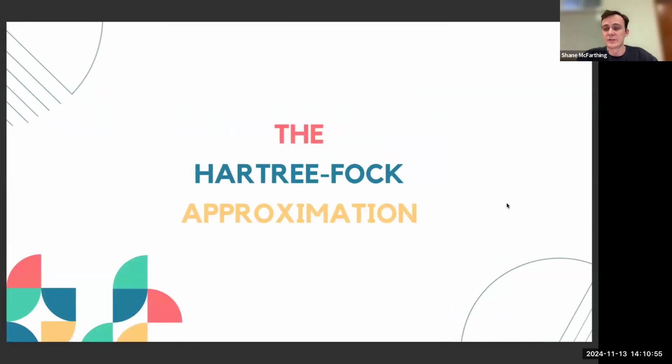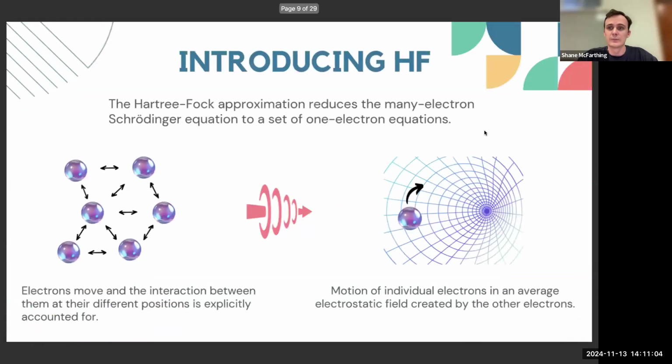So the first method that we're going to take a look at is the Hartree-Fock approximation, which is really widely used in computational chemistry. So the first thing that we're going to take a look at is exactly what this is. And if you remember from the previous lecture, when we're talking about the electronic structure problem, it's a many electron problem. So we're trying to consider many electrons in the system moving around, interacting with each other and being correlated due to repulsion forces between them.